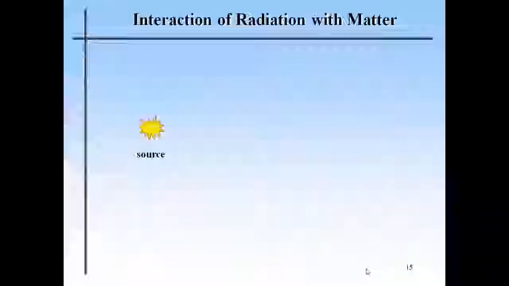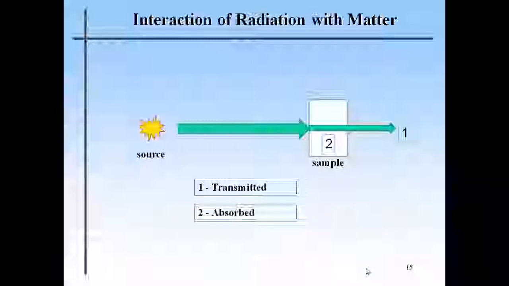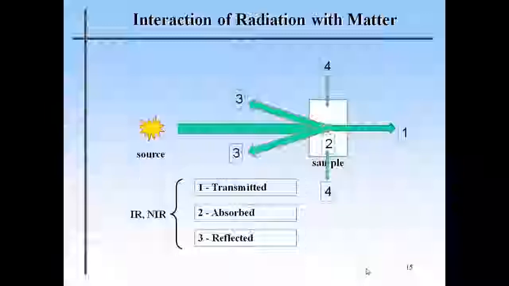So what did he do? So generally, the phenomenon we are talking about is transmission. You have a source of radiation, a sample, and a detector. You measure the transmitted radiation, thereby you measure the absorption. You can measure reflected radiation. These are infrared and near infrared. And if the sample scatters inelastically, it is a Raman effect.